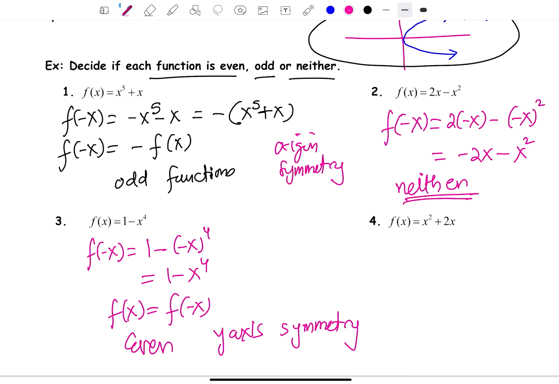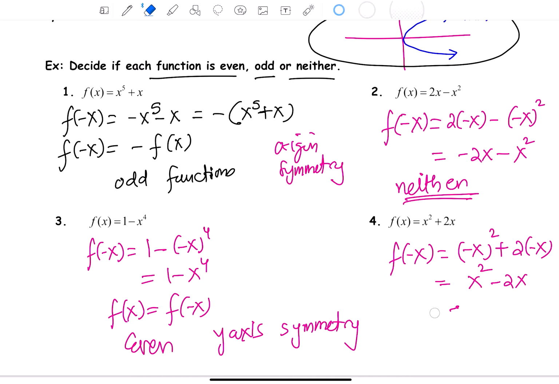Okay. Next, number 4, f of x equals x squared plus 2x. Let's go ahead and replace x by negative x. So that's going to be negative x squared plus 2 times negative x, which is going to be x squared, because the negative gets squared, minus 2x. It's not the same as the original function. It's not the opposite of the original function. So this is also going to be neither. It's not even or odd. And this graph will have no symmetry. It won't have symmetry about the y-axis and not about the origin either.